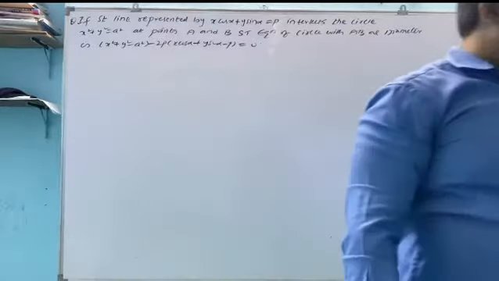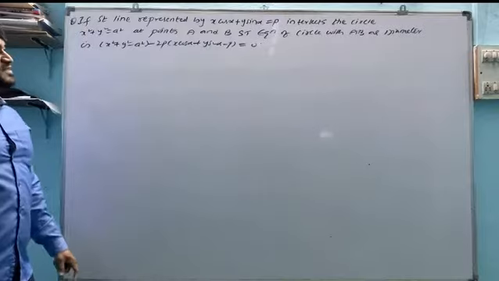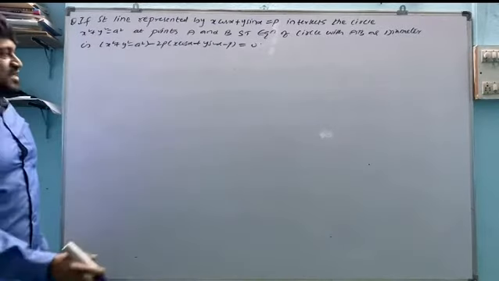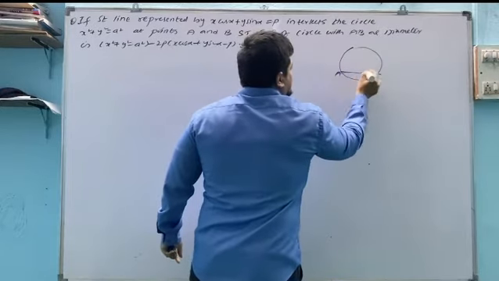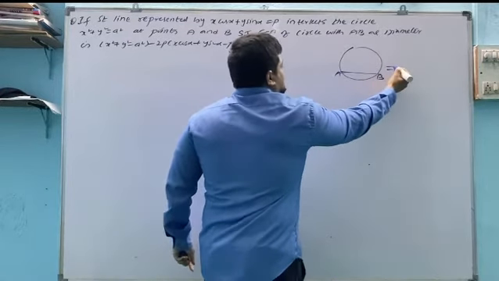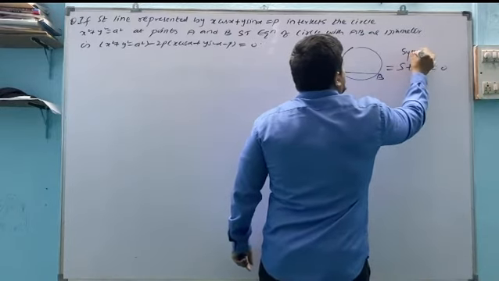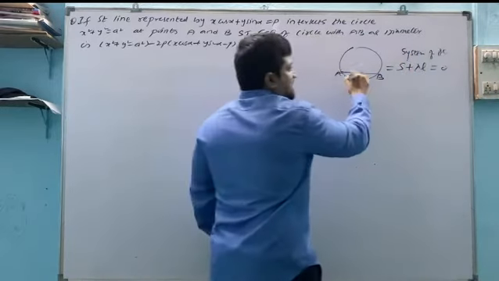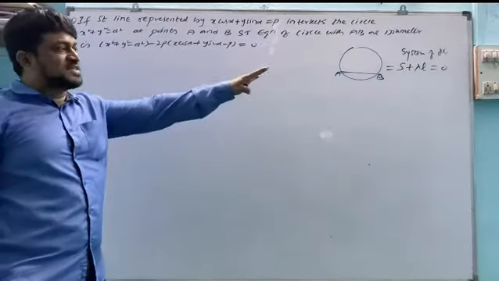Last question of this unit. We have a straight line represented and it intersects the circle. If a line is intersecting the circle at A and B, then the equation is S plus lambda L equals 0. This is the system of circles. Such a thing represents two curves, one line and one circle, represented in S plus lambda L form.